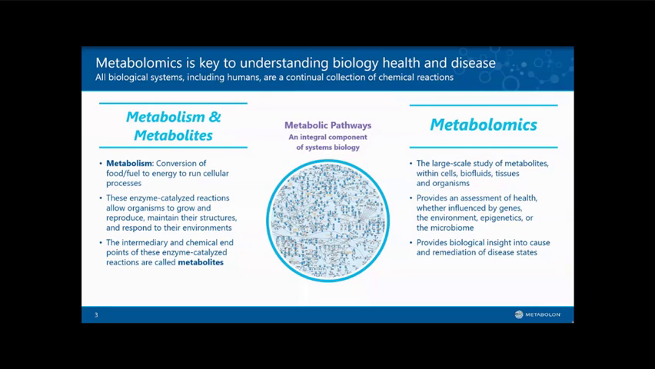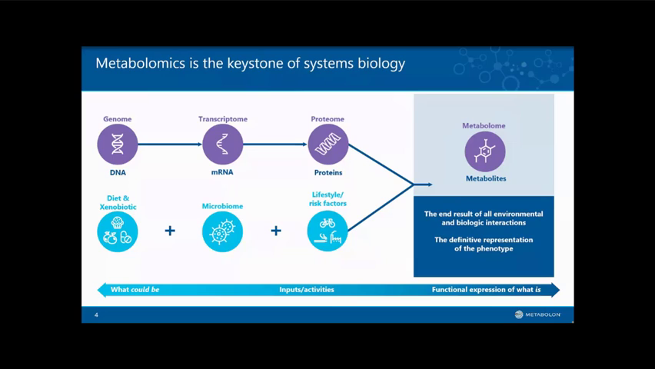And it's the intermediary and chemical endpoints of these enzyme-catalyzed reactions that are called metabolites, or biochemicals, that I will use interchangeably. Metabolomics is the large-scale study of these metabolites within all biosamples, which include cells, biofluids, tissues, and organisms. And metabolomics represents the quantitative assessment of these changes in these biochemicals to understand how they influence biological systems. And metabolomics is really the keystone of systems biology, in that it integrates both genetic and non-genetic influences to provide a definitive representation of a phenotype.